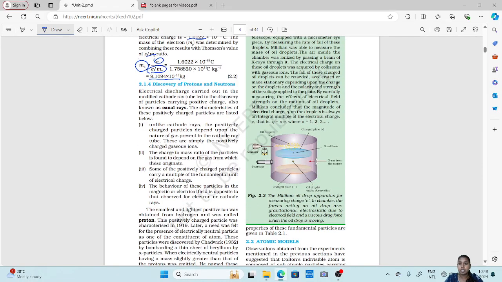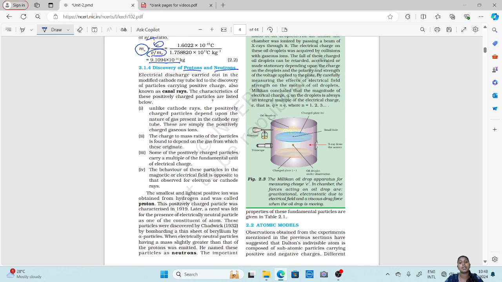Now we have seen the discovery of electrons. Along with electrons we have something known as protons and neutrons. Electrons are negatively charged, right? So there should be something with positive charge. Now, who discovered these positively charged particles?